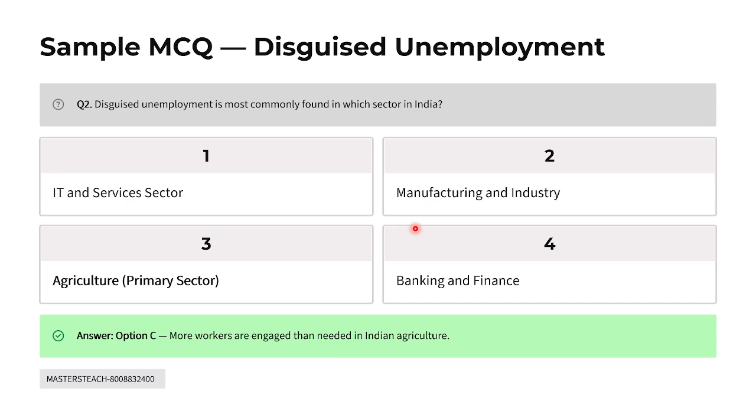Then another sample question. Disguised unemployment is most commonly found in which sector? If you know, you can comment on this one. Is it the IT and service sector, or manufacturing and industry, or agriculture primary sector, or banking and finance? The right answer is the agriculture sector.